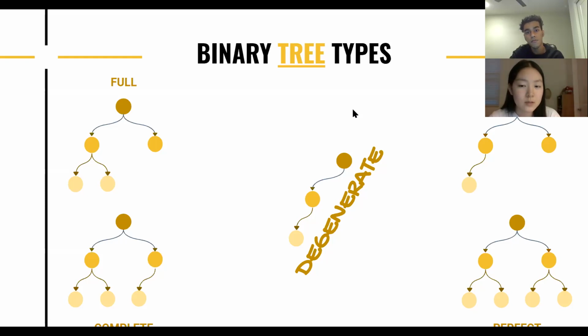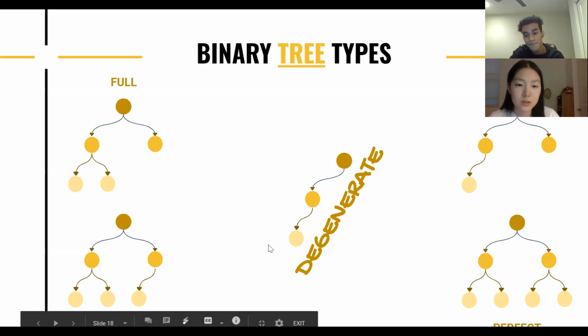A complete tree is almost perfect. However, the remaining elements are leaning towards the left-hand side. And lastly, a degenerate tree is just a string of elements to the left or right.